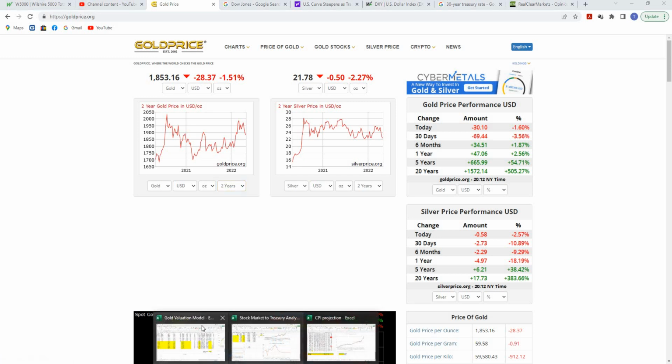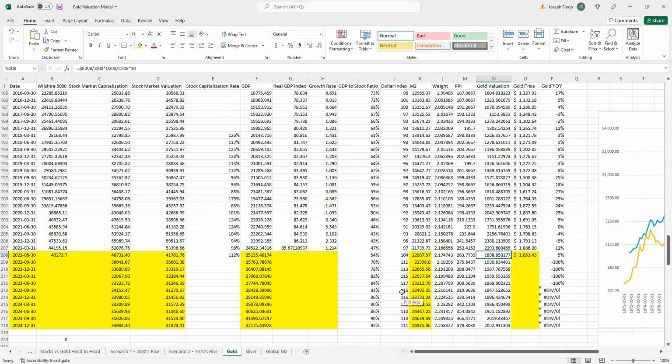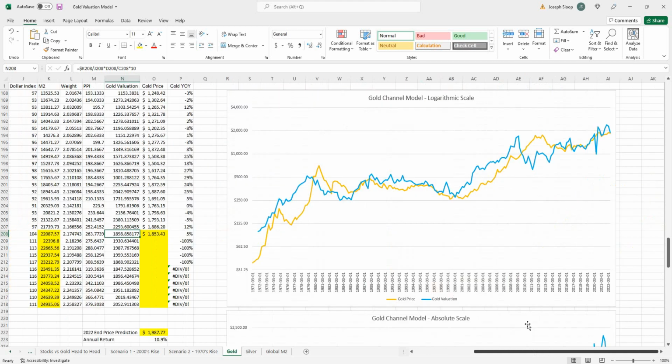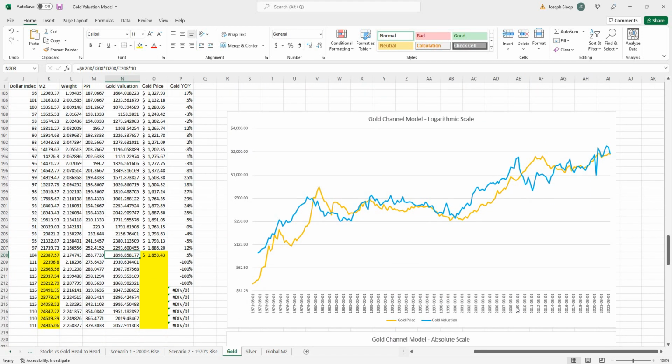Why? Well, recently I have created a gold valuation tool that has basically fine-tuned the economic forces that push down on the gold price or push up on the gold price. One of the things that is the major factor is obviously the money supply. The second is the dollar index, how well the dollar performs against other currencies. The stronger the dollar, the weaker the gold price. The weaker the dollar, the stronger the gold price.